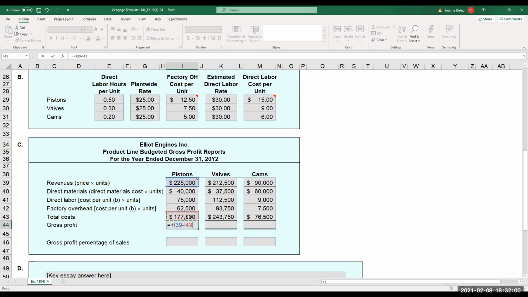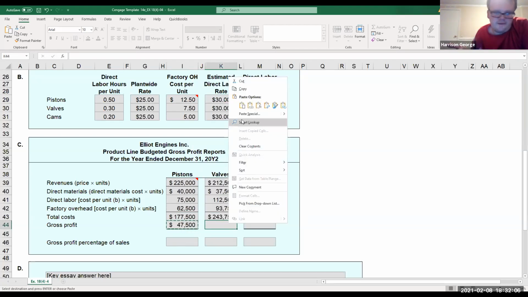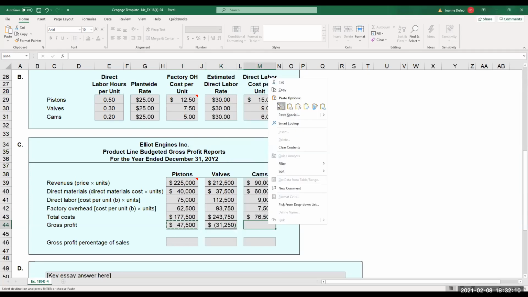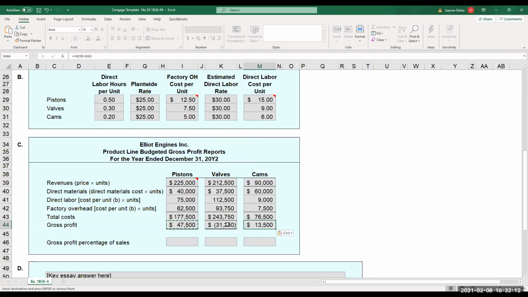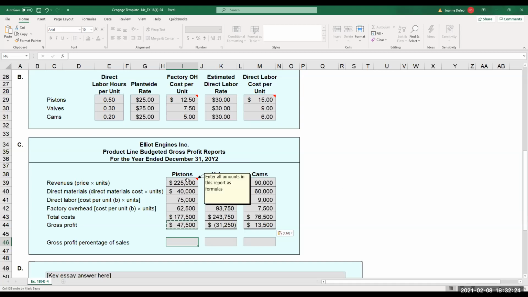We subtract expenses. And then again, I'm going to copy and paste. Yeah, it's going to be the same number. So it says in here. And notice the valves are showing a gross profit of negative, because that number is bigger than that one. Exactly.